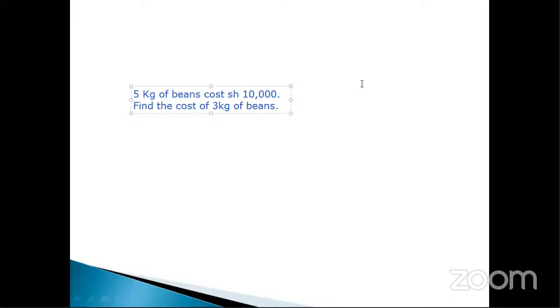Okay, let's pick Salom. Are you agreeing with Joy? 10 divided by 5, then with the answer, then times 2. Okay. Malcolm, can you explain?